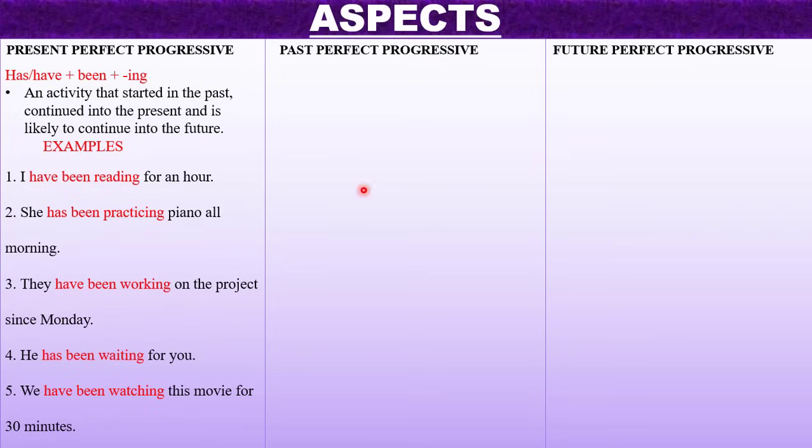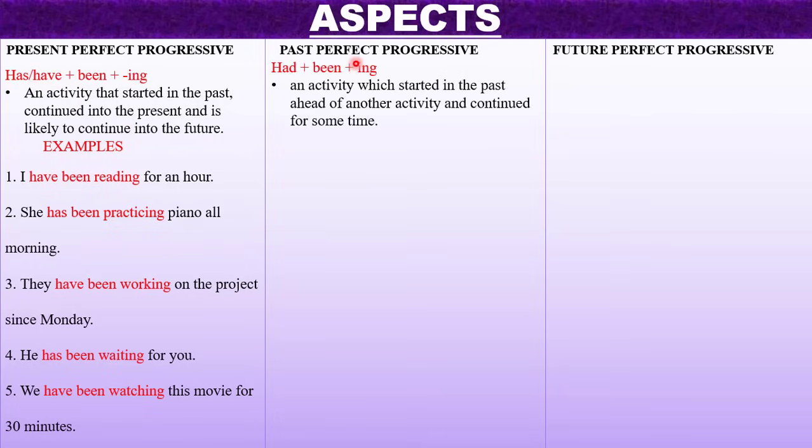Let us move on to past perfect continuous. Can you tell the structure of the verb? We have to change only this to show the past time. So has or have will change to what? To had. And then we will maintain our been and then our ing. When do we use the past perfect progressive aspect? It is used to discuss an activity which started in the past ahead of another activity and continued for some time. These examples will help us understand what we are saying.